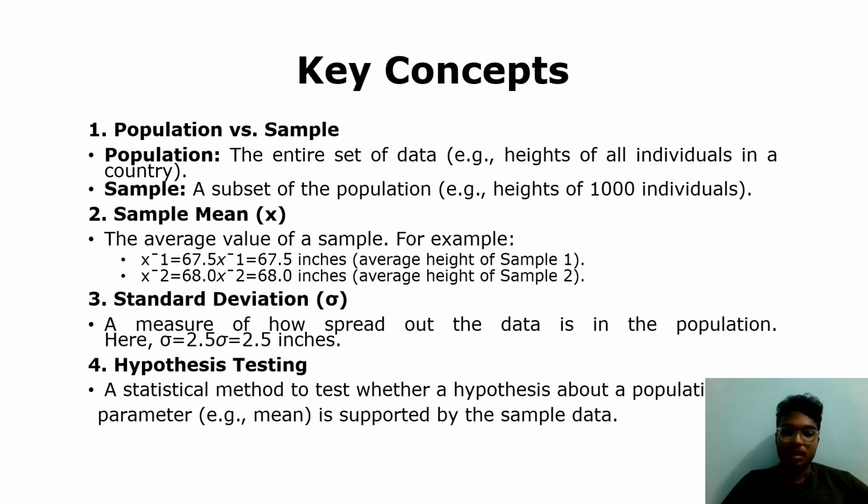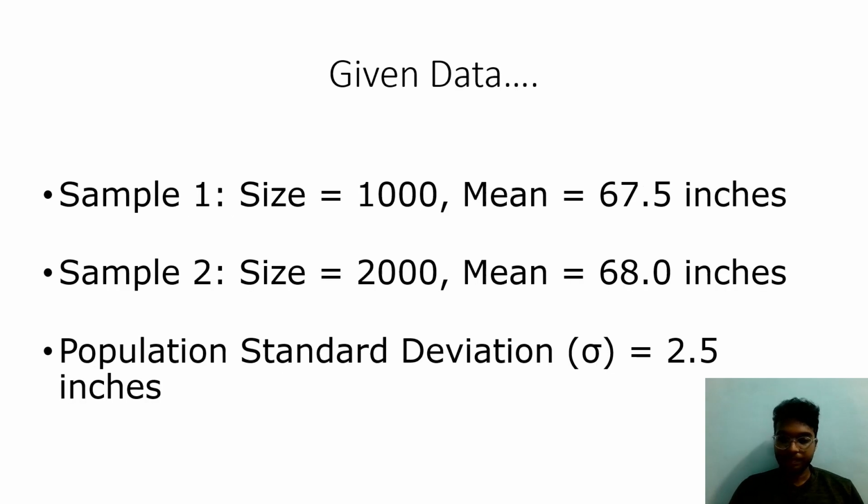And what does sample mean? The average value of a sample. That is, sample is a subset, so in that, what is the average? This is called the sample mean. And standard deviation is a measure of how spread out the data is in the population. See, in the population, how is the data spread? This is what is explained by the standard deviation. And hypothesis testing is a statistical method to test whether a hypothesis about a population parameter is supported by the sample data.